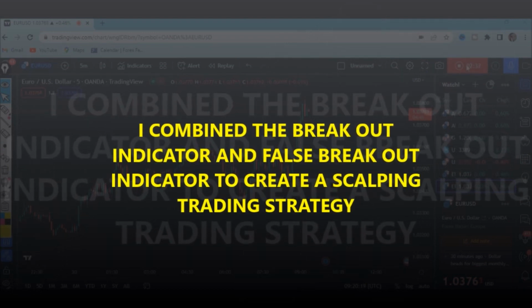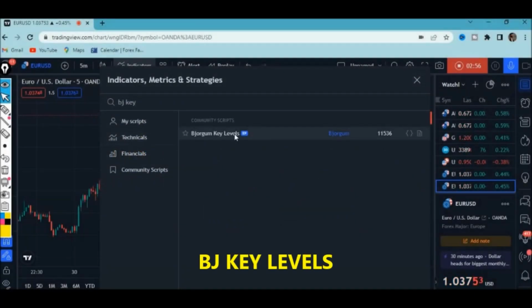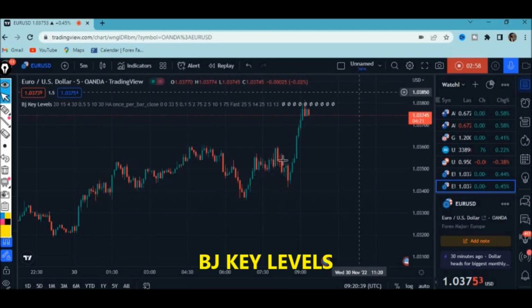So guys, let's click on the indicators tab right here. The only thing you need is a TradingView account. Remember, I've told you the only thing we're going to do in this video is make the best of the indicators we have. So you're just going to click on the indicators tab right here. Once you click on it, you're going to type BJ key levels. Okay, this is the indicator we're going to use right now.